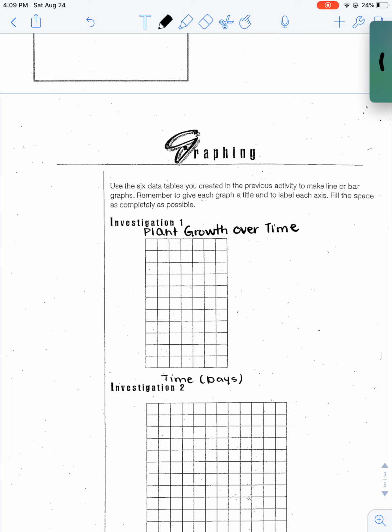Sorry, I'm sure you can hear me moving the iPad. And then this is going to be plant growth in centimeters. Okay. So now let me get my intervals down. 2, 3, 4, 5, 6. And it looks like we could probably go up by ones.